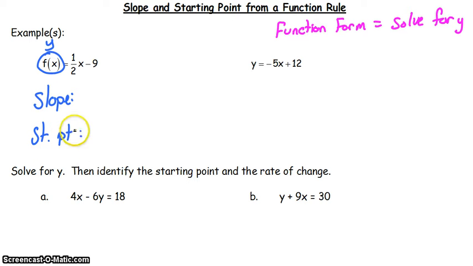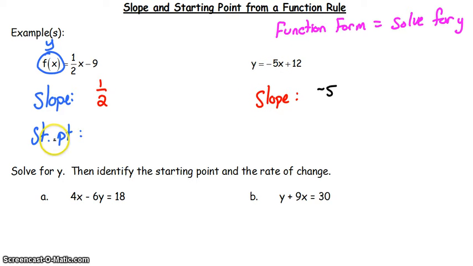from this function form. The slope, or your rate of change, will always be the number you're multiplying x by. In this first example, that's 1/2. In your second example, your slope is -5. That's the number you're multiplying x by.